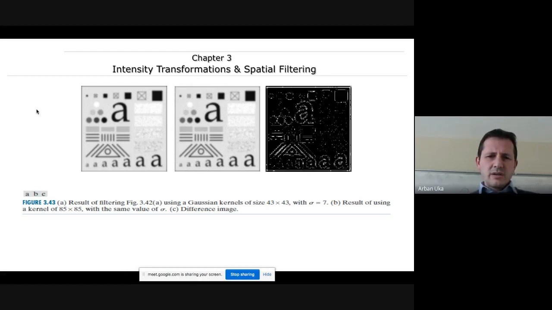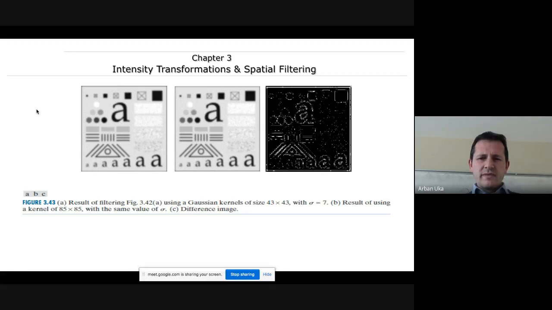We can apply, so the A is an original image with a Gaussian kernel of 43 by 43 with sigma 7. Then the second image, it's the same sigma, but we have a different kernel. The kernel is much larger.